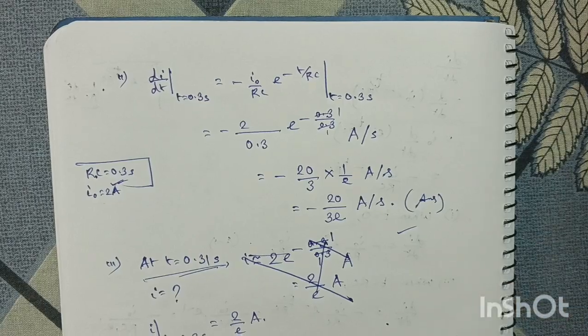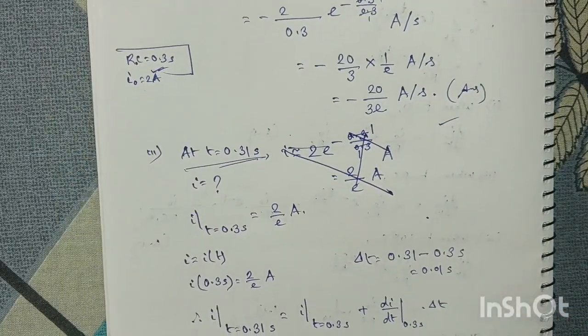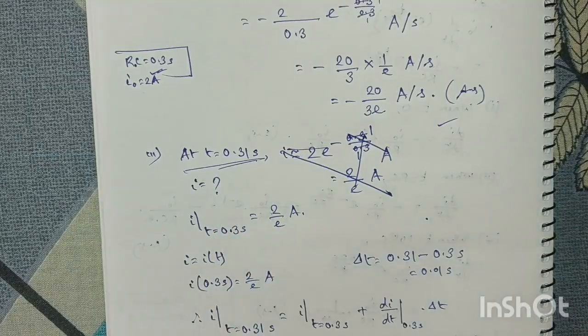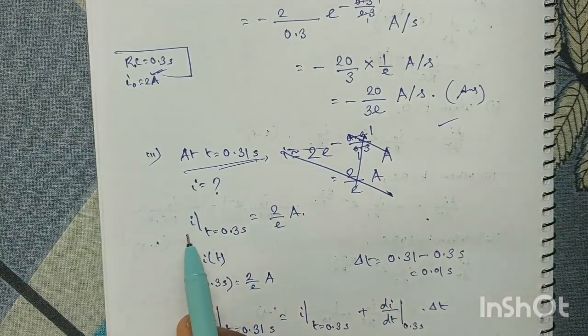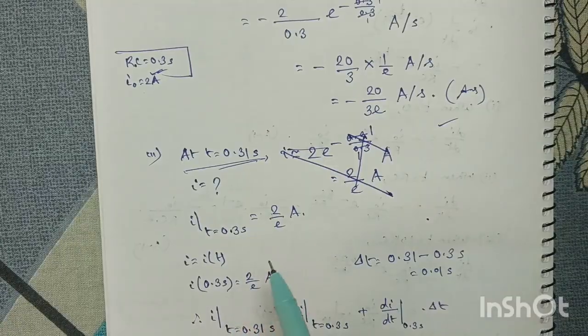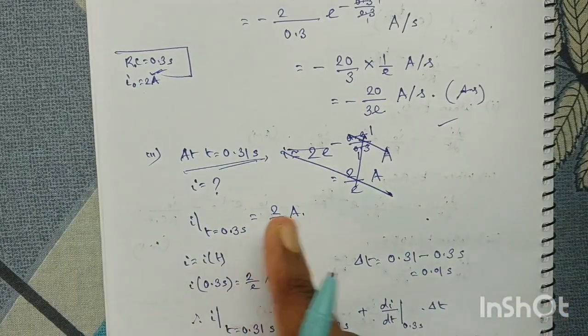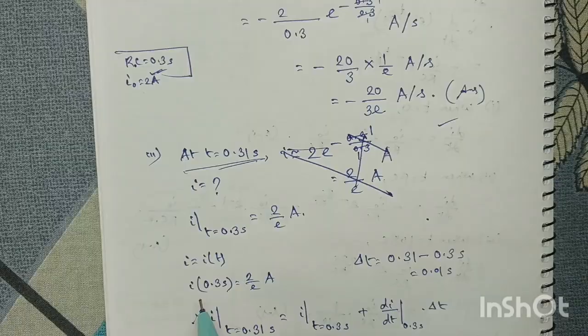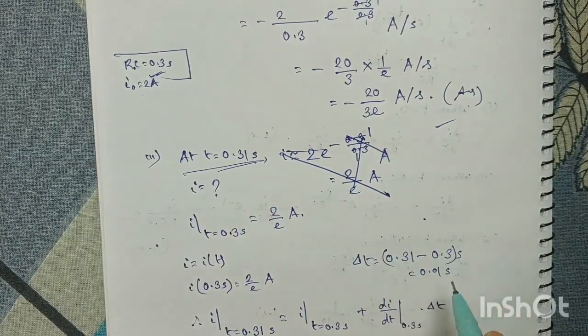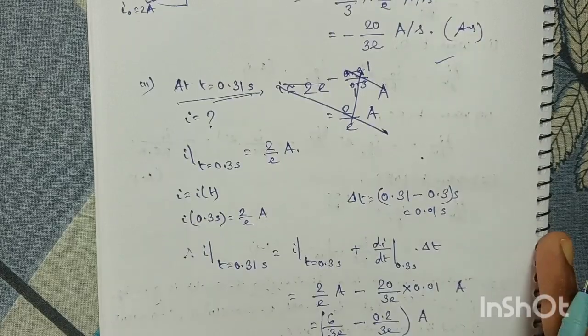Now at t is equal to 0.31 second, we are asked to find the value of I. We already have I at t is equal to 0.3 second is equal to 2 over e. So I is a function of time. Therefore, I at 0.3 second is equal to 2 by e ampere. Now delta t is equal to 0.31 minus 0.3 second, which is 0.01 second.